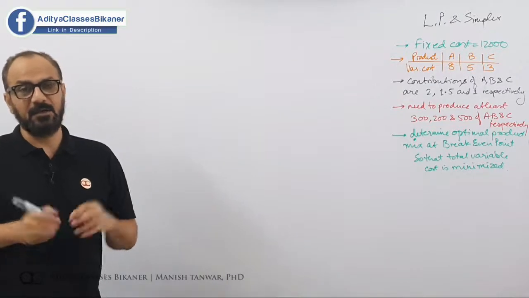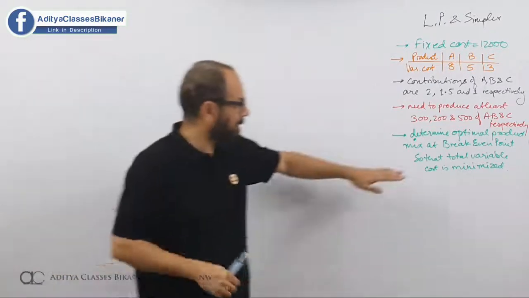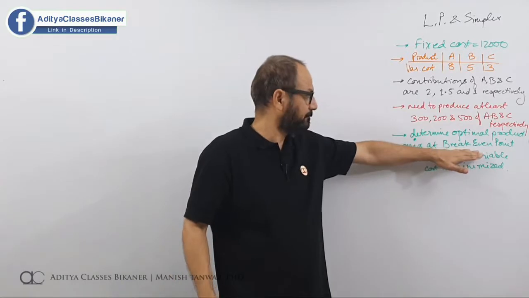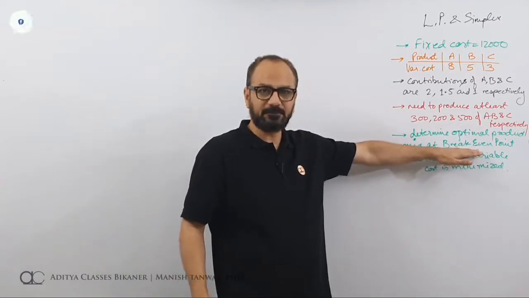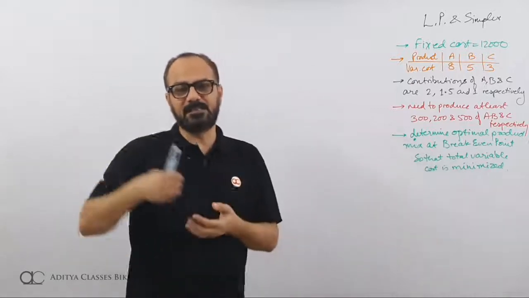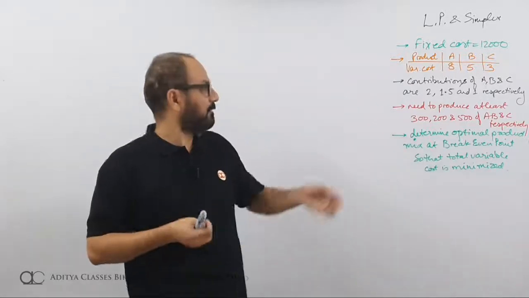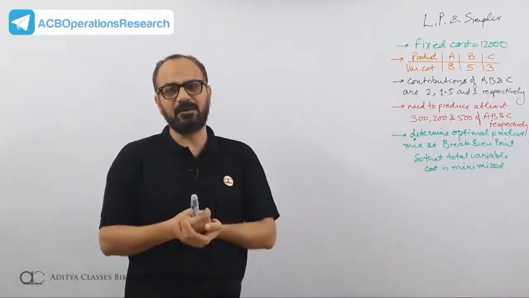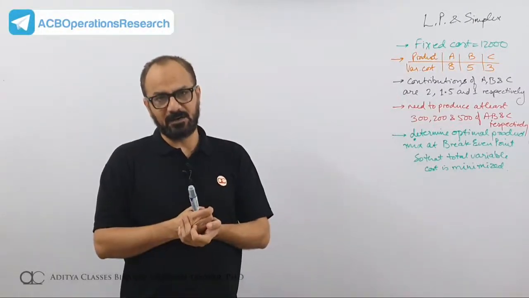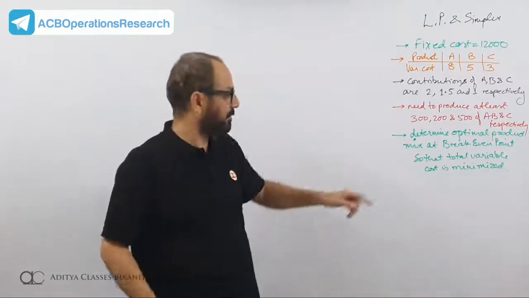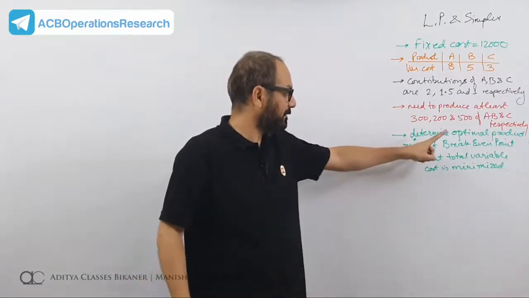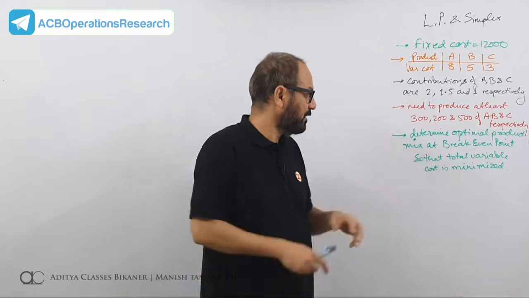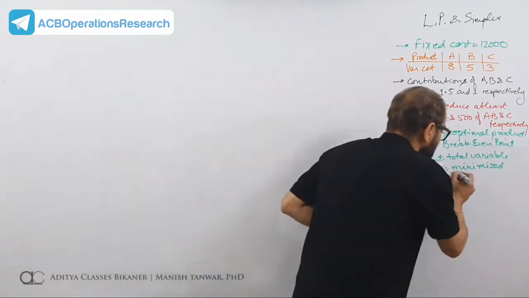Now this is a big difference in the absence of just this line. Determine optimal product mix at break-even point. I might have tried to maximize my profits. My contributions are given. I might have made an effort to optimize or maximize my returns, my contributions, my profits. But because of this line, determine the optimal product mix at break-even point so that total variable cost is minimized.